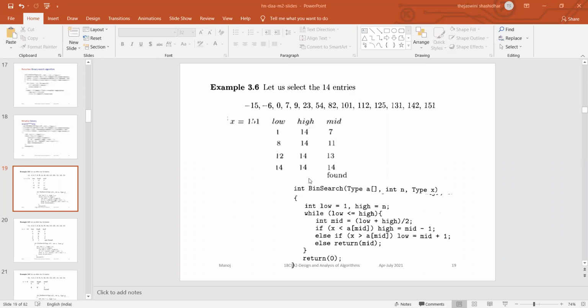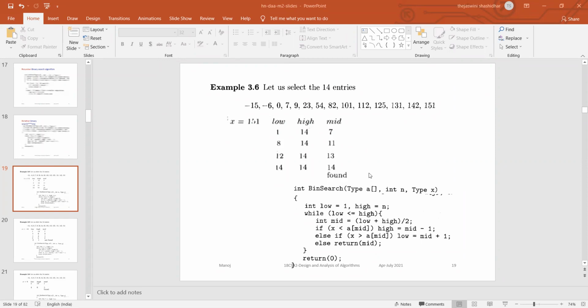So low is 14 and high is 14. What is the average you are getting? 14 plus 14 is equal to 28, and 28 by 2 is 14. Now you compare A of 14 with the key element. A of 14 is 151, and the key is 151. So the element is found here, and you give the output as element found.